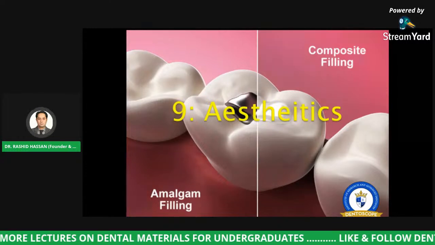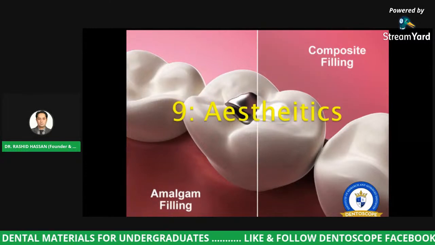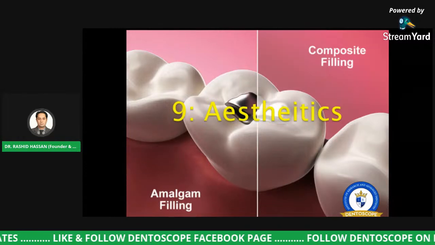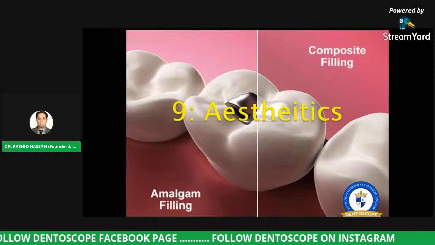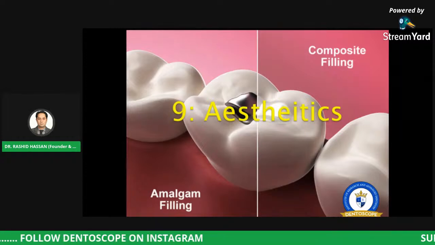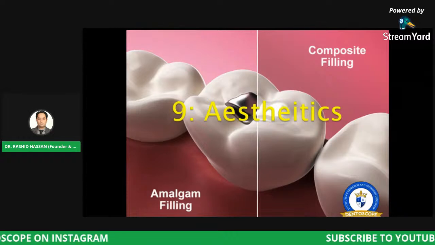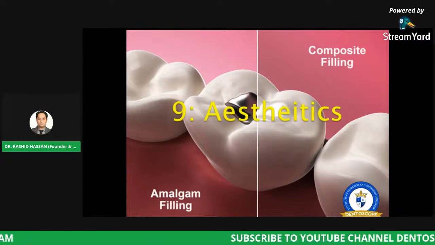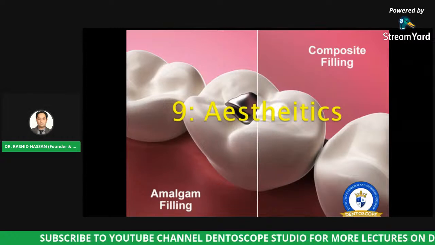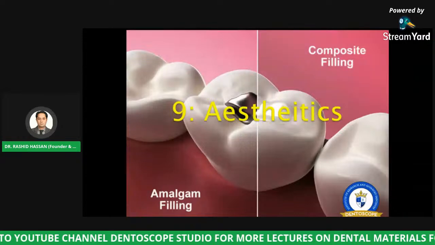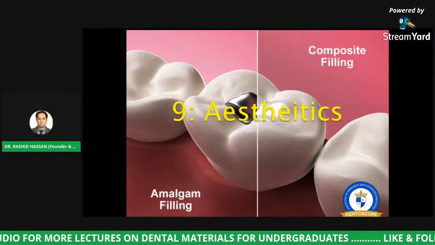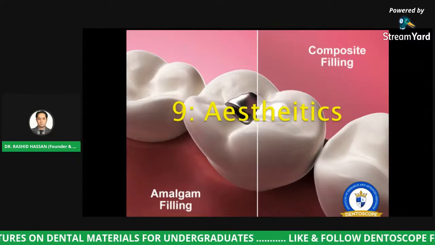We are very much familiar that dental amalgam is basically a grayish restoration. It is grayish in color, so that's why it is not used in the anterior teeth. It is only preferred, and what I would say, the best restorative material for the posterior restoration. Whereas dental composite, being an aesthetic restorative material, is always preferred for the anterior teeth restoration. So that's the difference of the properties of aesthetics.